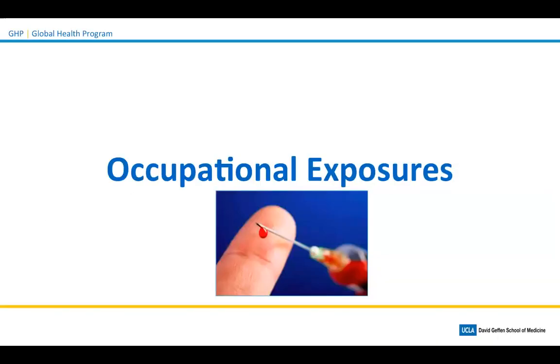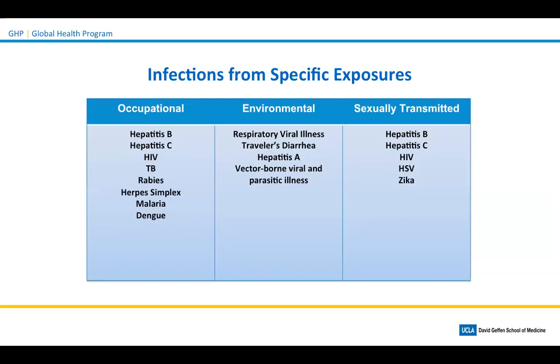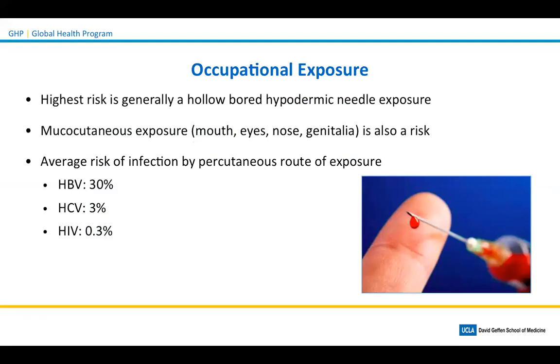Our next topic will be occupational exposures. There are various types of exposures: occupational, environmental, or sexually transmitted. In terms of occupational exposures, the highest risk comes from a hollow bore hypodermic needle exposure. There's also the risk with regard to mucocutaneous exposures. The average risk of infection by percutaneous route of exposure for hepatitis B is 30%, hepatitis C is 3%, and for HIV is 0.3%.